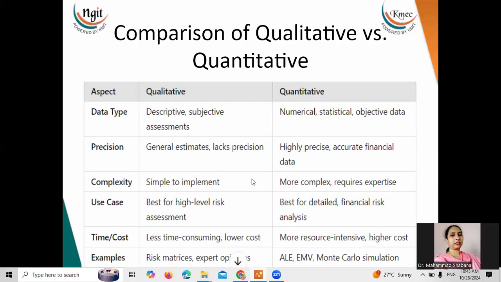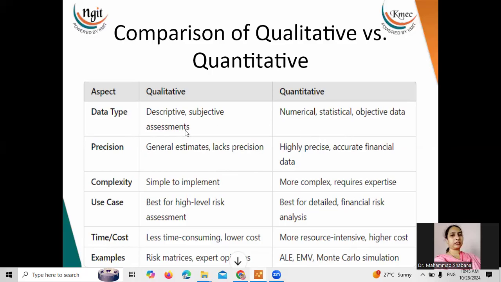Let's compare the two approaches side by side. Qualitative risk control is based on subjective descriptions and is less complex but also less precise. Quantitative risk control, on the other hand, provides objective financial insights but is much more resource intensive and requires specialized knowledge. Both methods have their place depending on the organization's needs. These are some of the aspects.